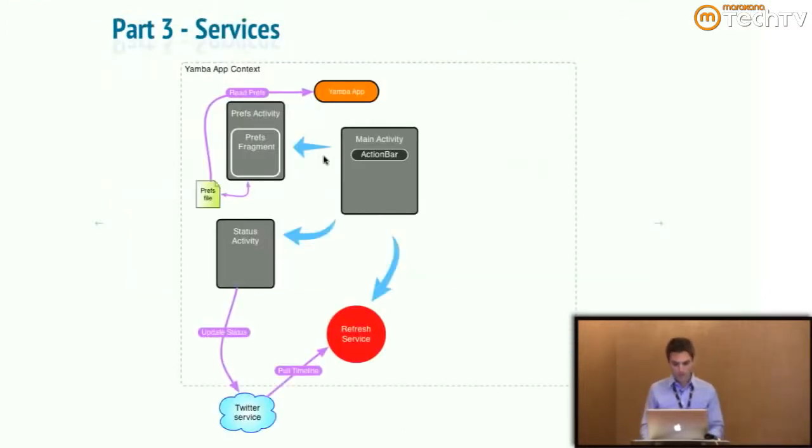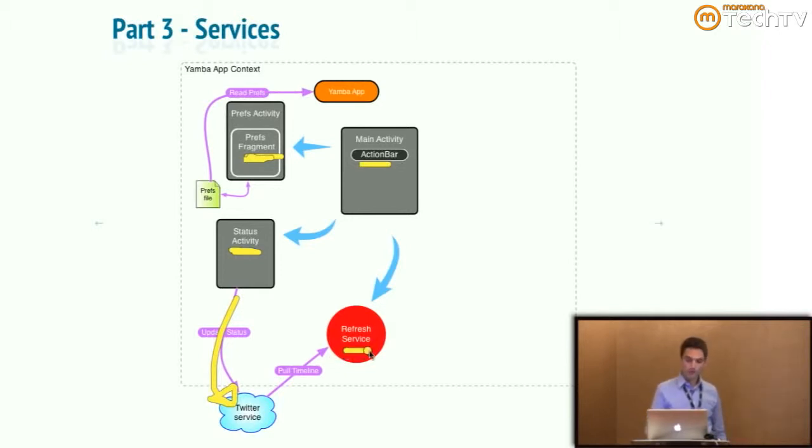So now that we have the action bar and the preferences, so far what we've built is a way to specify username and password, and then a status activity where you can update your status and ultimately update the Twitter service with your status. But you don't have a way of getting the data from the cloud.